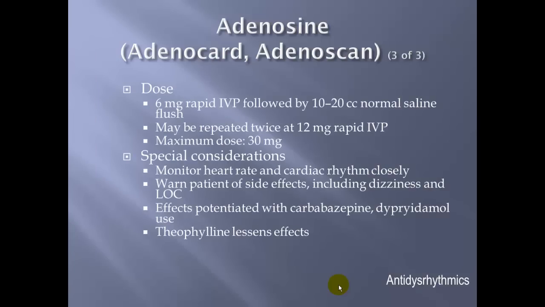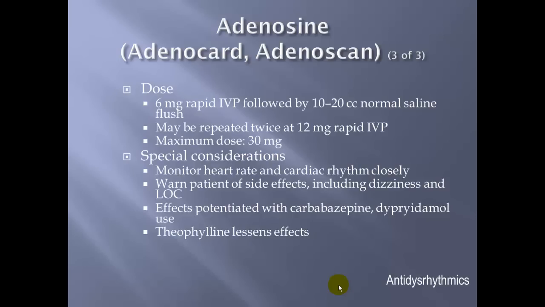Dose: 6 milligrams rapid IV push, followed by 10 to 20 cc's of normal saline. This may be repeated twice, and 12 milligrams rapid IV push. Maximum dose of 30 milligrams total. This drug is going to have a half-life of about 15 to 30 seconds max. As soon as it enters into the body and hits the blood, it is going to start deteriorating.